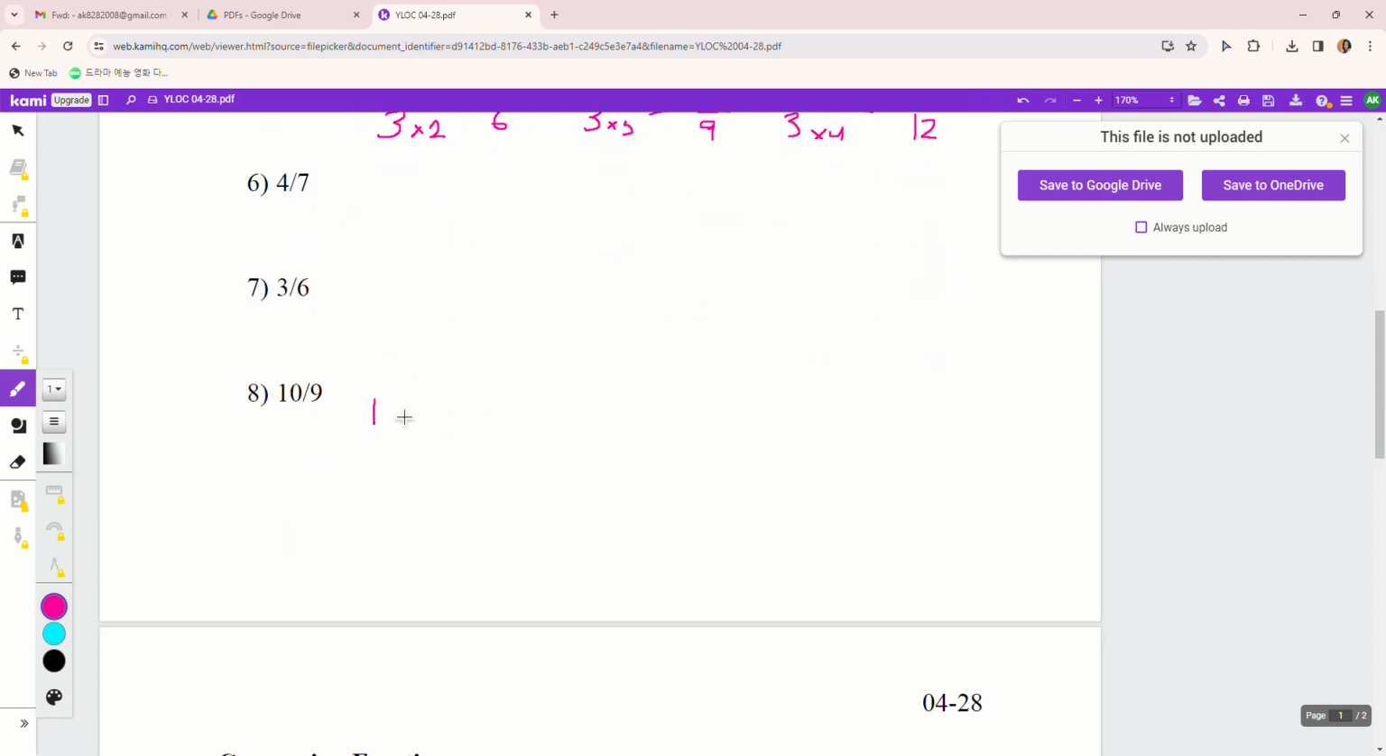Next is 10/9. So you can also multiply this by 2 first. So 10 times 2 is 20, and 9 times 2 is 18. So it's also equivalent to 20/18. Next, you can do 10/9 times 3 to each side. And then you will get 10 times 3 is 30, and 9 times 3 is 27. So 30/27.